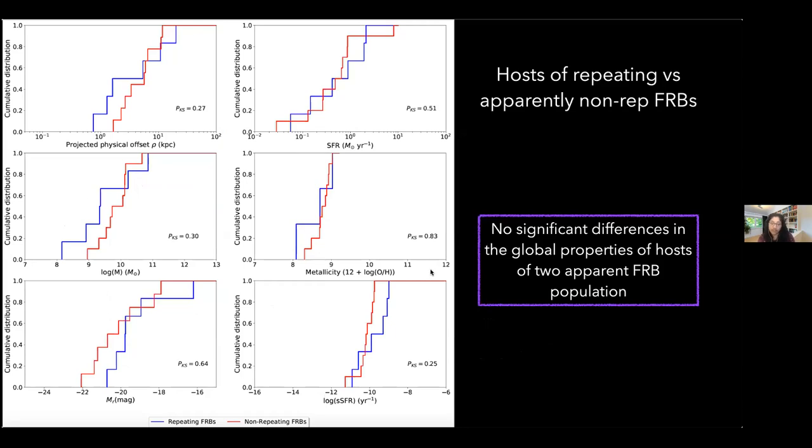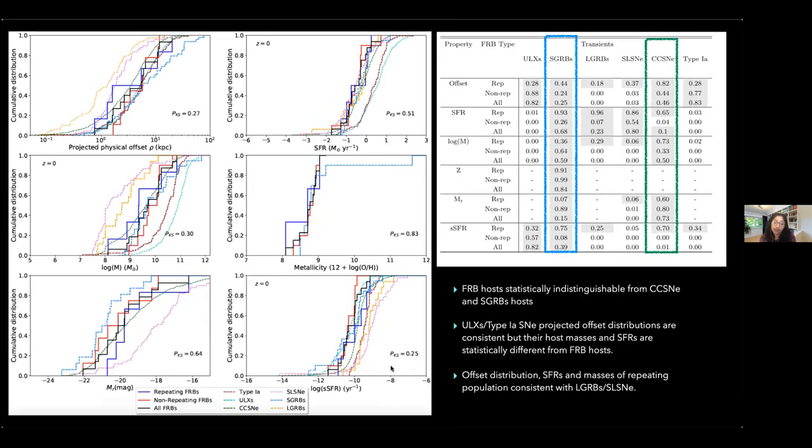So moving forward, we then performed a differential analysis of the host populations of repeating and non-repeating FRBs. So we compared their stellar mass, their star formation rates, their projected offsets, absolute magnitudes, specific star formation rate and metallicities. And our KS test reveals that there is no statistically significant difference between the hosts of these apparent populations. As you can see, we got the p-value, which is much, much greater than our significance level of 0.05.